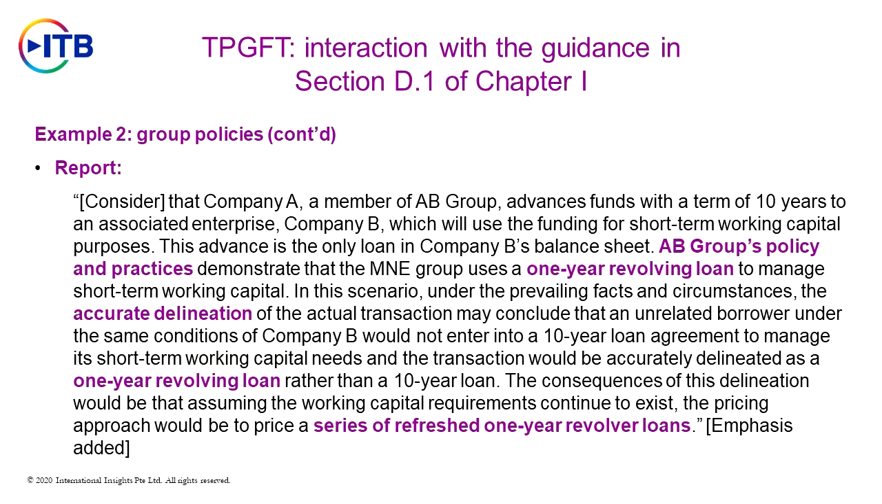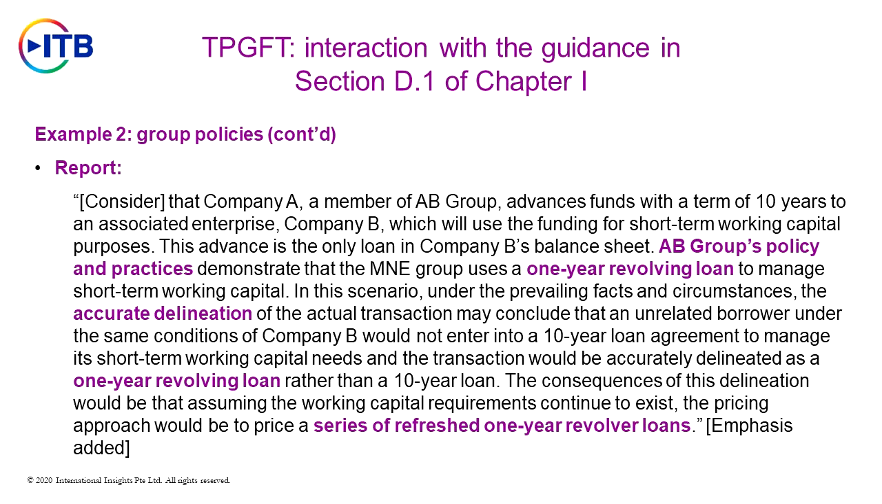The report says this: consider that Company A, a member of AB Group, advances funds with a term of 10 years to an associated enterprise, Company B, which will use the funding for short-term working capital purposes. This advance is the only loan in Company B's balance sheet. AB Group's policy and practices demonstrate that the MNE Group uses a 1-year revolving loan to manage short-term working capital.